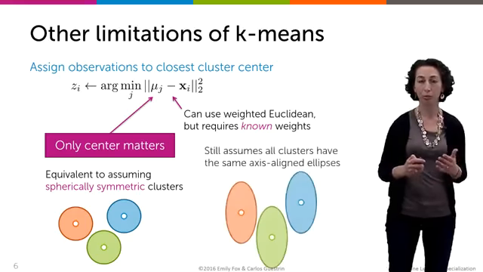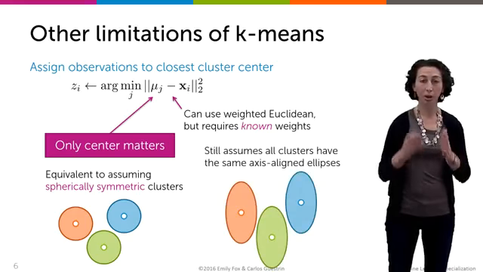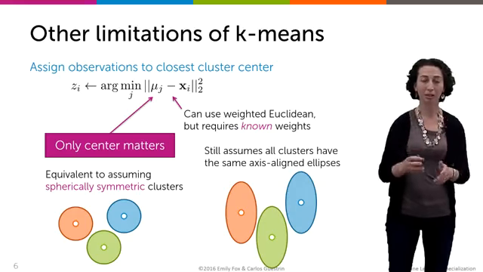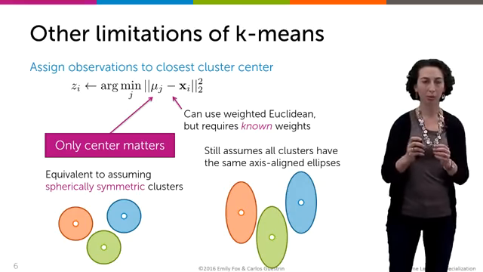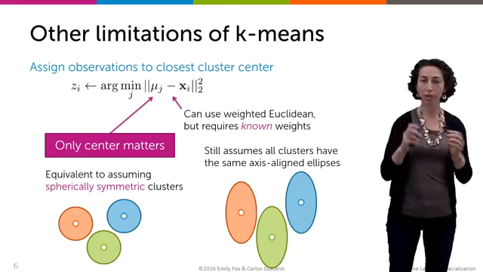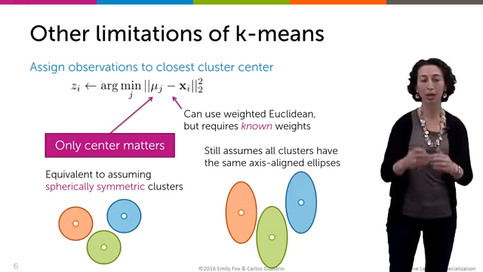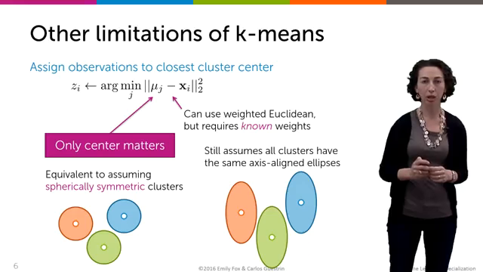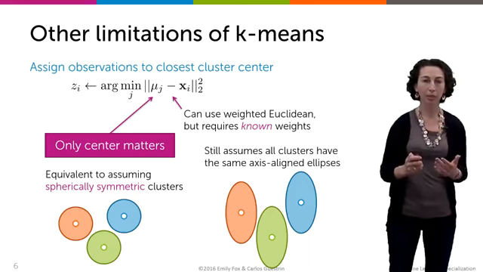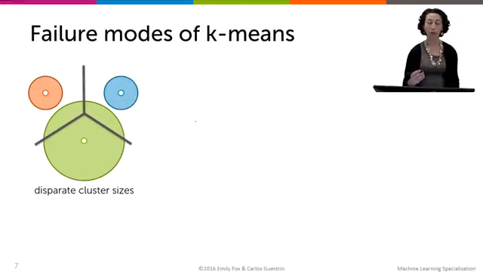But there are two things about this. One is that it still assumes that all of the clusters have the same axis-aligned ellipses, meaning that when we're weighing the importance of the different dimensions, it's exactly the same weighting in each of the different clusters. And the other thing is that these set of weights have to be pre-specified. As a result, k-means struggles in the following cases.